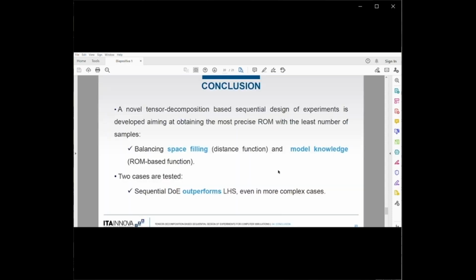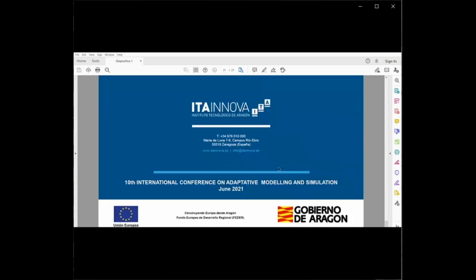To conclude, we can say that our automatic design of experiment improves space coverage and also outperforms Latin hypercube sampling, even in more complex cases. Thank you very much. If you have any questions, I will be happy to answer them.